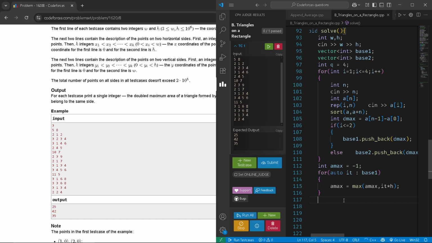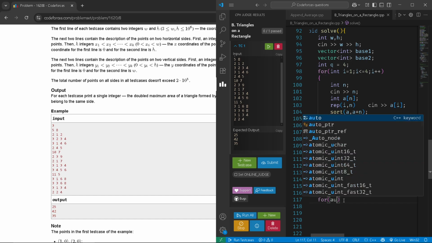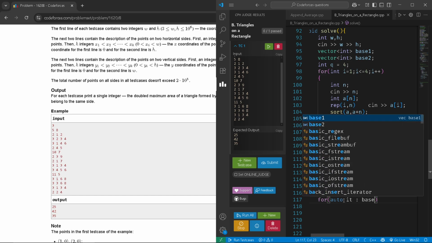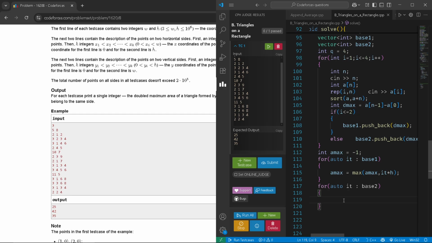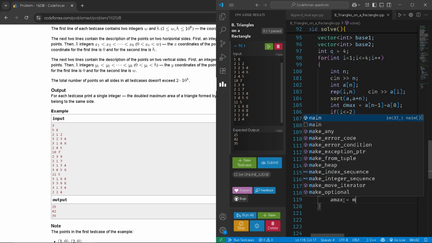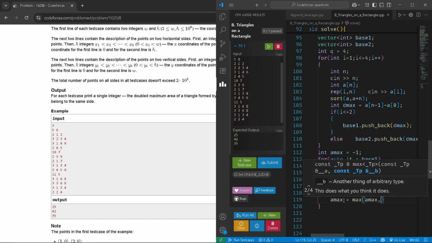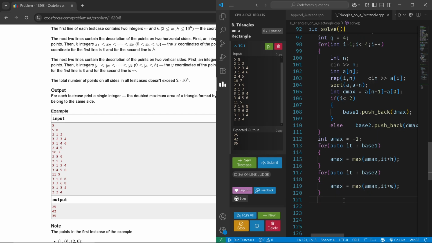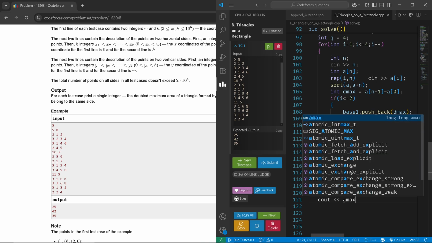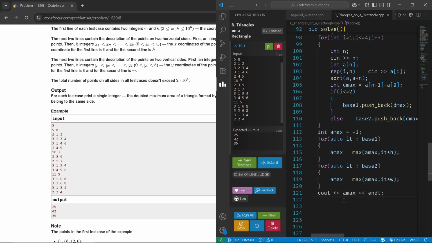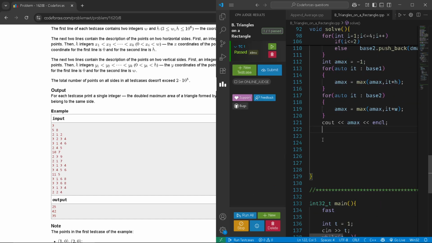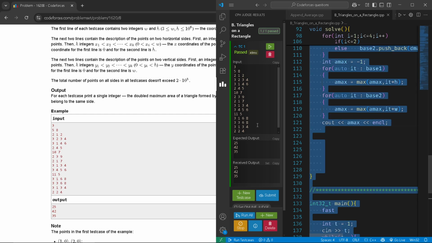Okay, now similarly iterating the second vector, a max is equal to maximum of a max comma it into w, and just output the a max, and we'll see. Okay, finally it's passed.